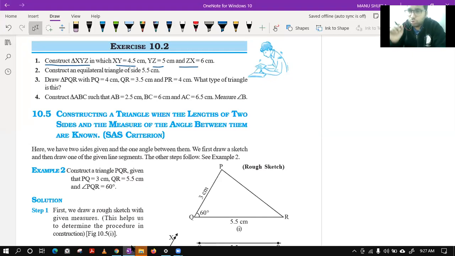So it depends on you which side you want to take as base. I've told you normally we try to take the larger side as base. Okay, generally we take the larger side as base. So my triangle will look like this. I will take ZX as the base, and the remaining point will be Y. This will be YZ 5, and this will be XY 4.5.